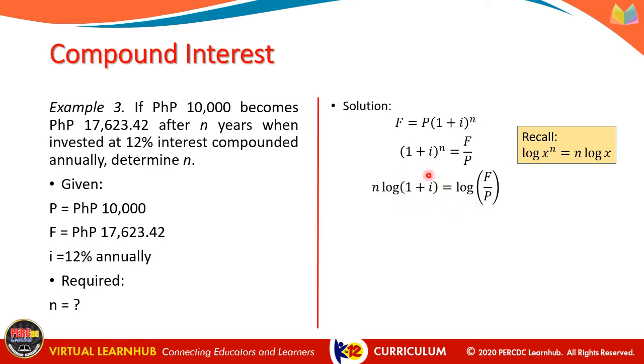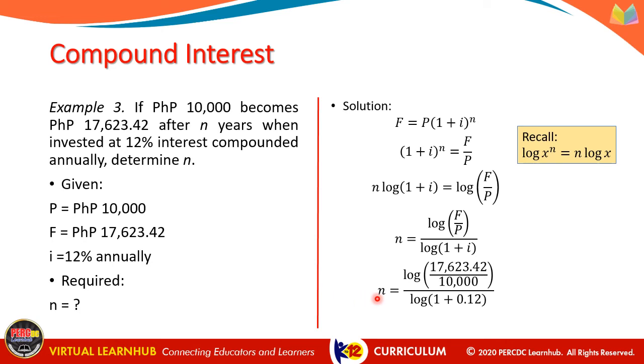Then we just need to transpose log of (1 plus i) to the other side of the equation so we can isolate n. We will get n is equal to log of F over P over log of (1 plus i). Okay? Then we just need to substitute the given, and that would be n is equal to log of 17,623.42 over 10,000 over log of 1 plus 0.12. Okay, just press this in your calculator and we will get n is equal to 5. Okay, so the value of n is 5 years.